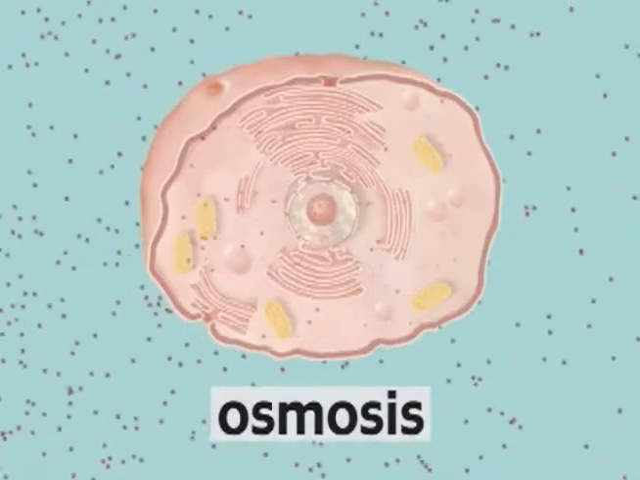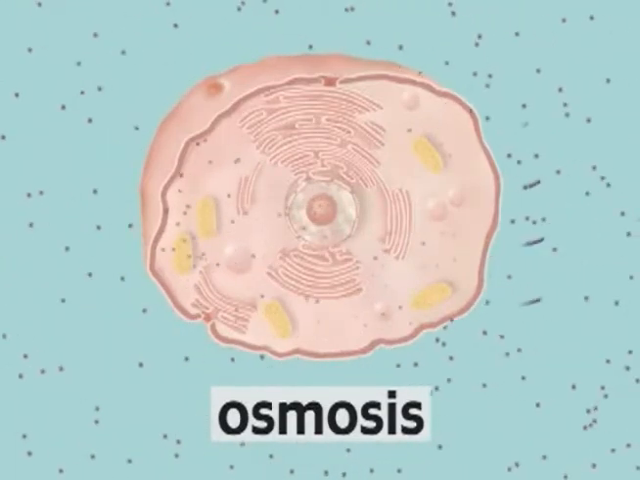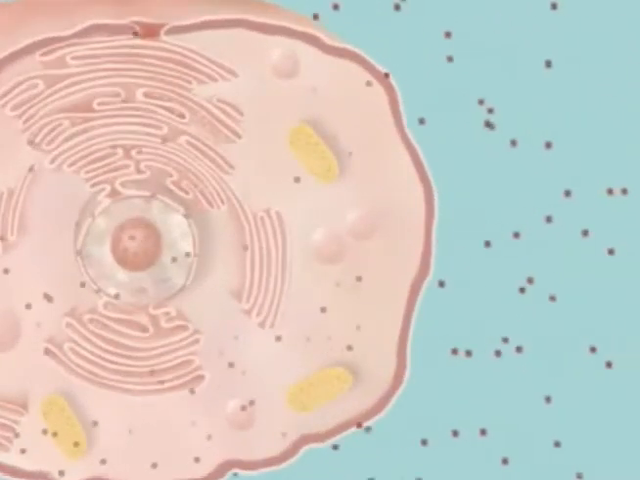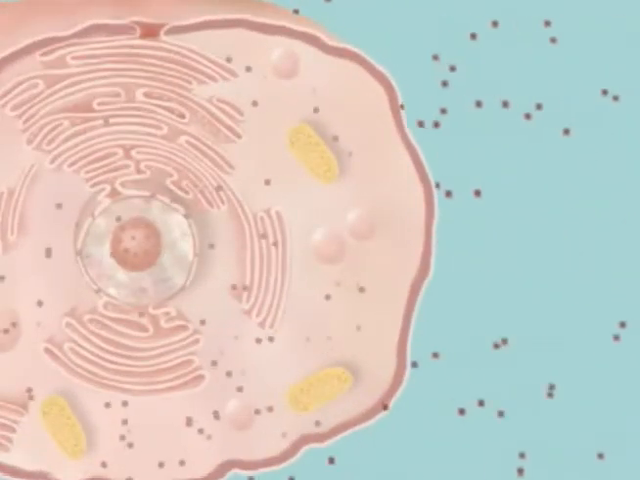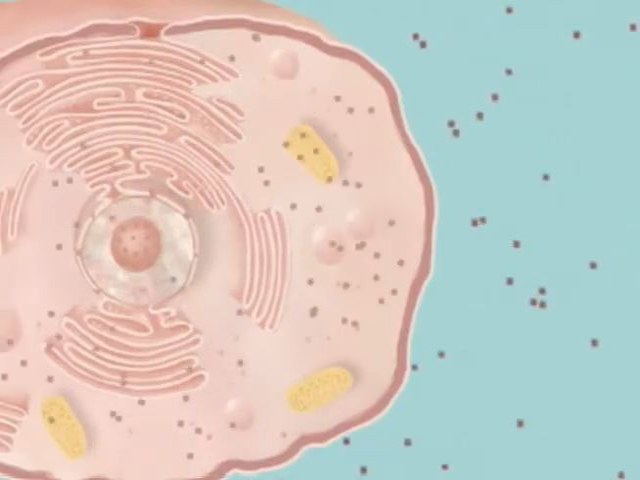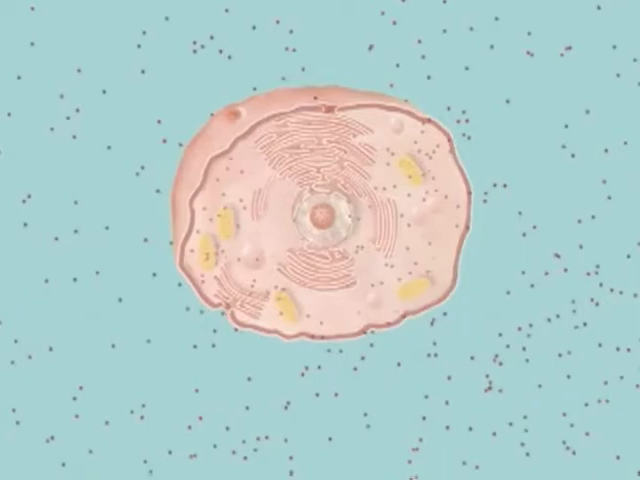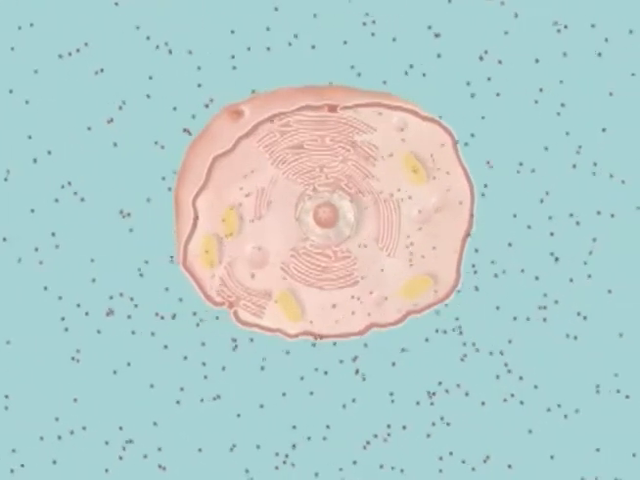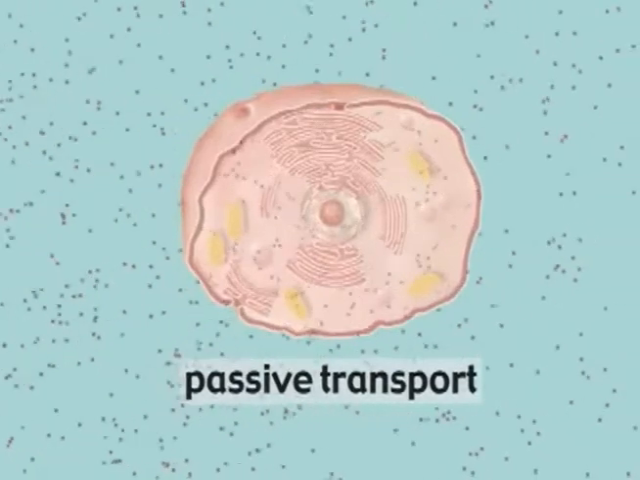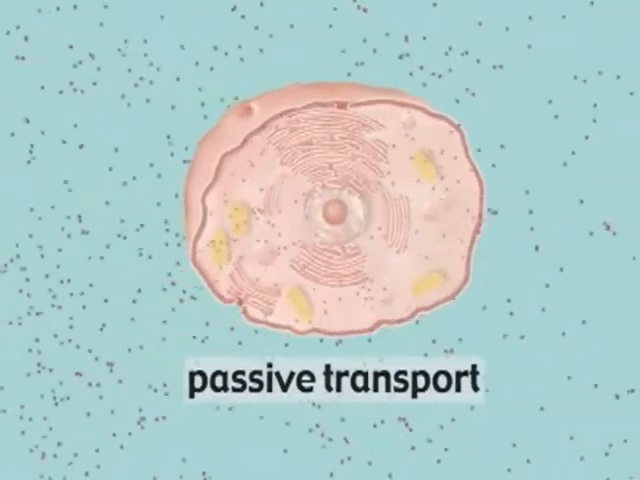Osmosis is the movement of water and dissolved materials through cell membranes. Osmosis is a type of diffusion, and it always involves materials crossing over a membrane and always involves water. Diffusion itself doesn't need energy from the cell for movement. This energy-free movement of materials is called passive transport.